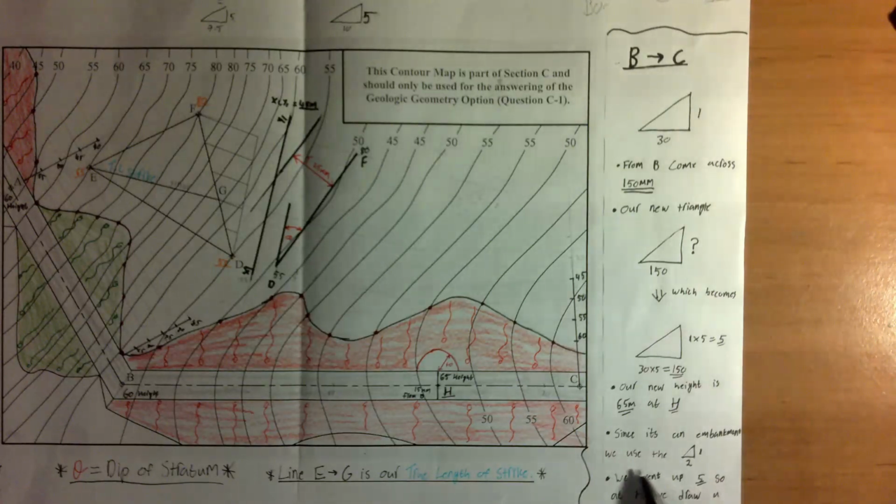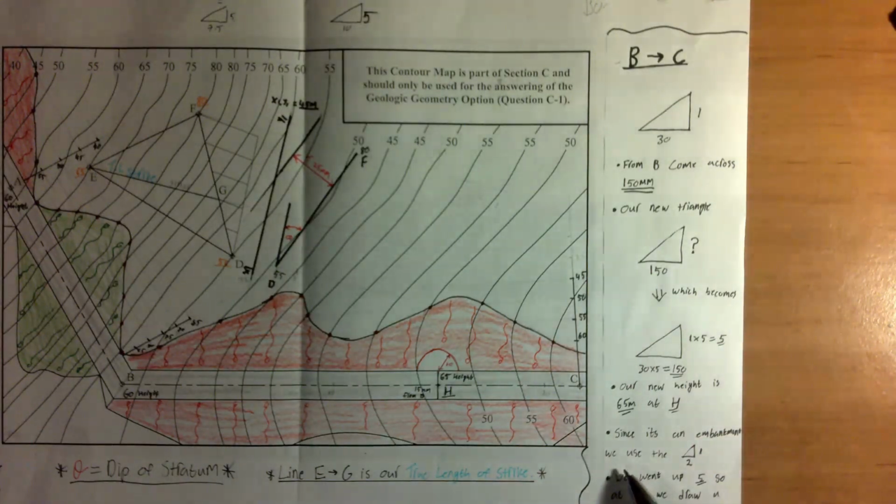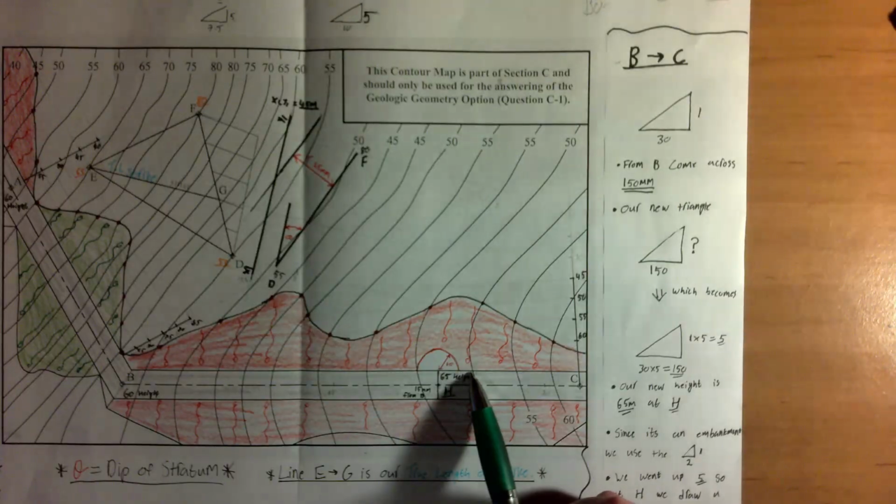And we know our embankment, so we're going to be embanking upwards. So in the question it says we're embanking 2:1. So if we went up 5 meters at H, we need to draw a circle radius at 10. So that's what we've done here.